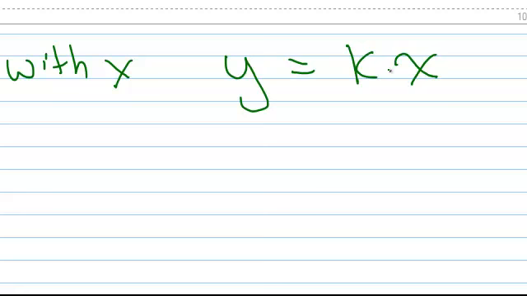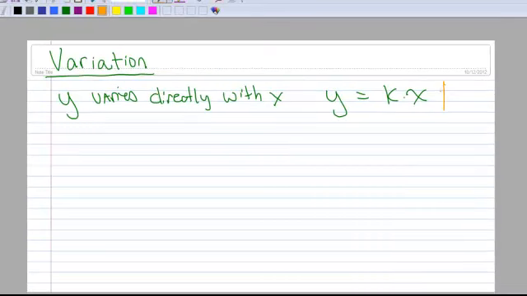I'll get back to this k in a minute. That's varying directly. It means both of them, one's on the left-hand side, one's on the right-hand side. But the way to view this is if x increases, if x gets larger and larger, then y also gets larger and larger. That means varying directly. As x gets bigger and bigger, y gets bigger and bigger.